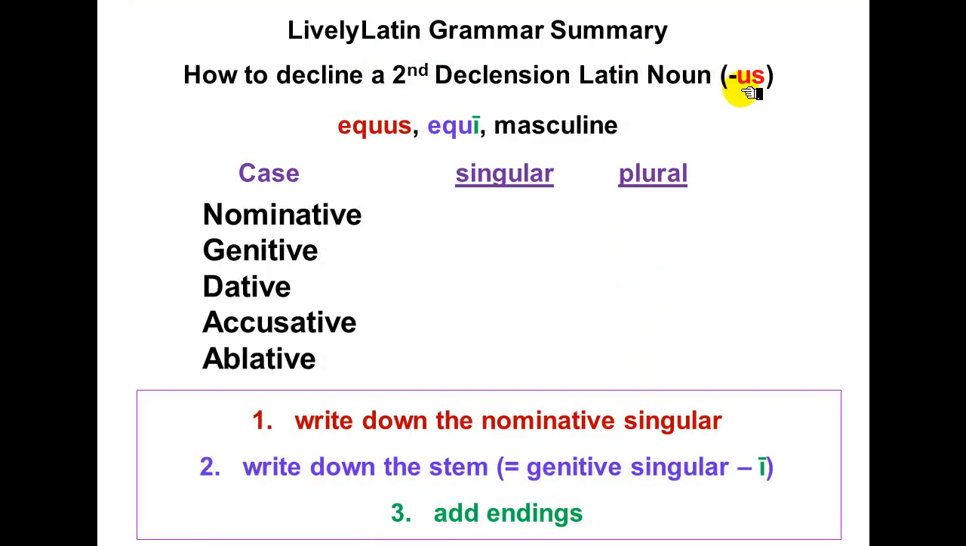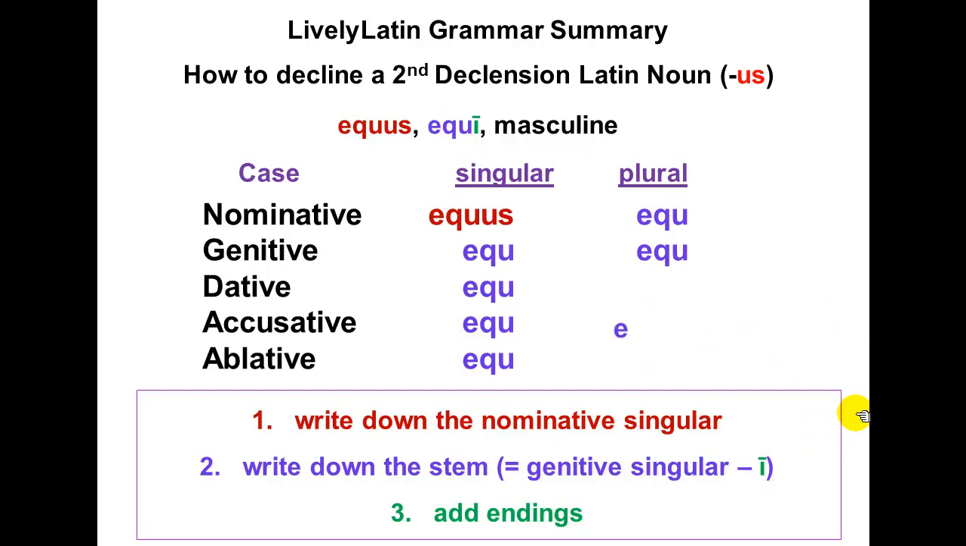Let's decline a second declension Latin noun. This one's masculine, and frequently the masculine second declension nouns have US in the nominative singular. Second declension nouns always have I in the genitive singular. So once again, we're going to write down the nominative singular, but this time we get the stem by dropping the I from the genitive singular. So EQU is the stem, and then, because this is a second declension noun, we're going to add second declension endings.